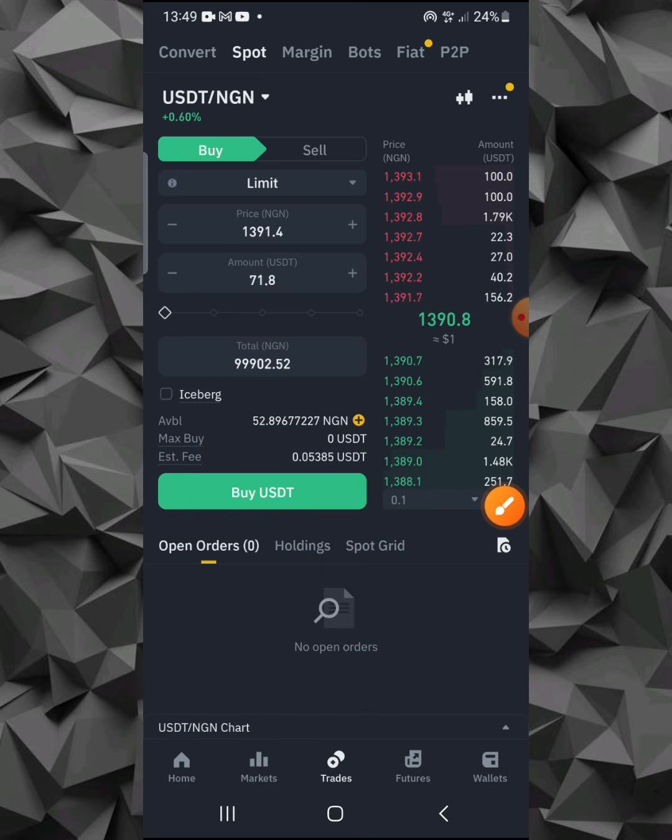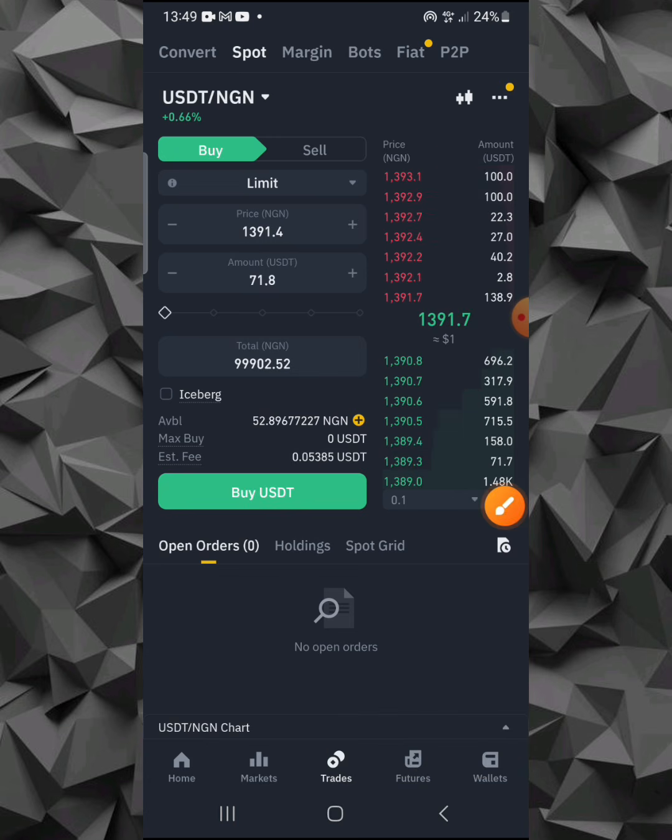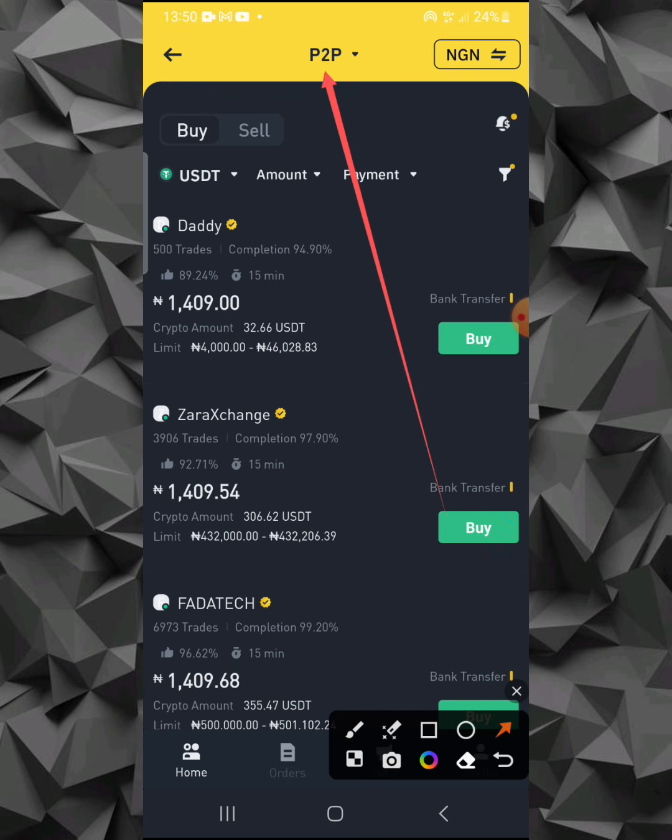Now if we come straight to the P2P market, let's see the price of USDT to naira and show you the arbitrage opportunity right here. So we come here to the P2P. You guys can see right here on the P2P market, the same USDT that you saw for 1,390 naira is right here for 1,409 naira. And these are people that are doing arbitrage with this advantage and opportunity, and they're making a lot of money right here on the Binance platform.